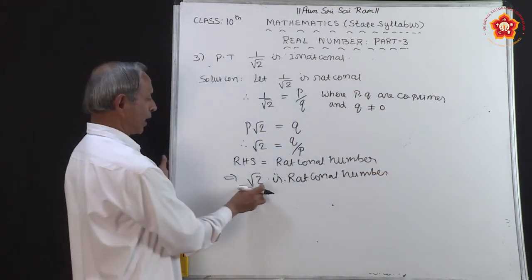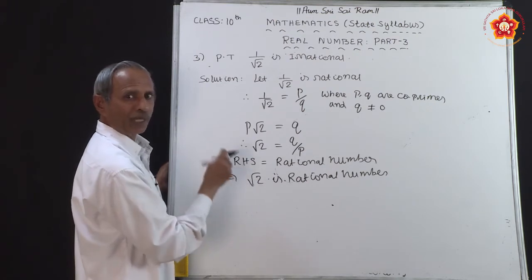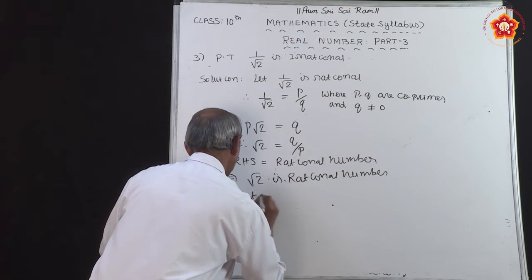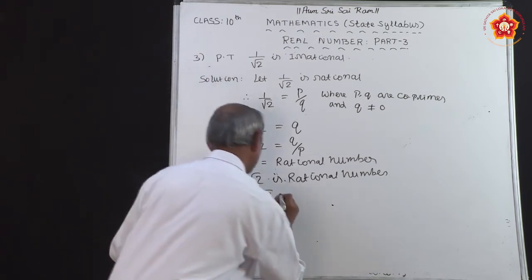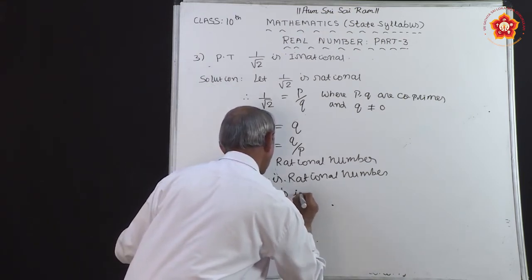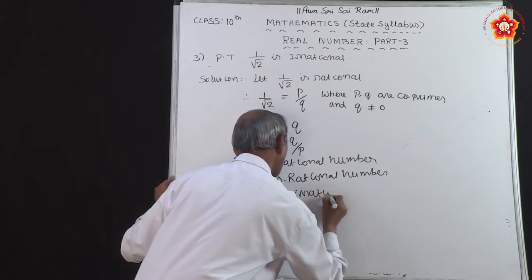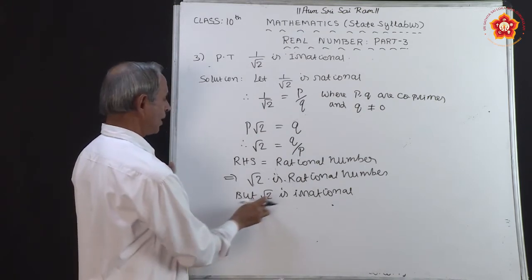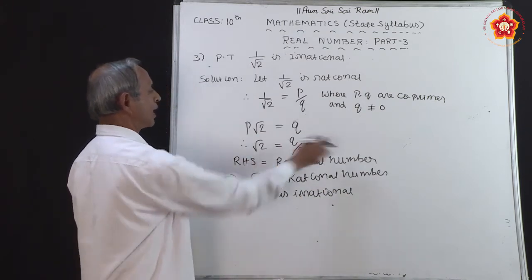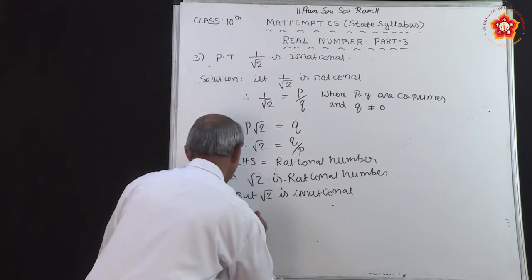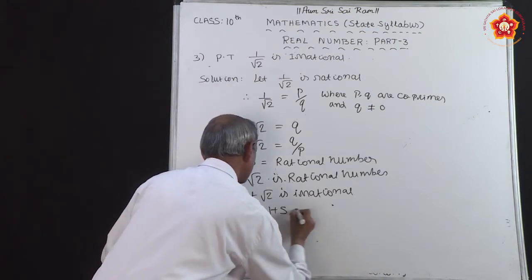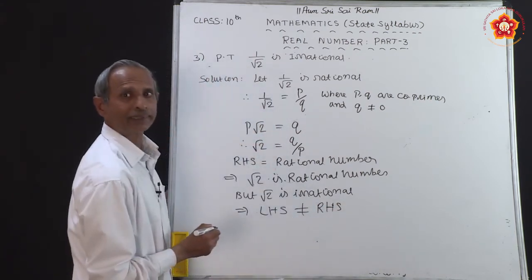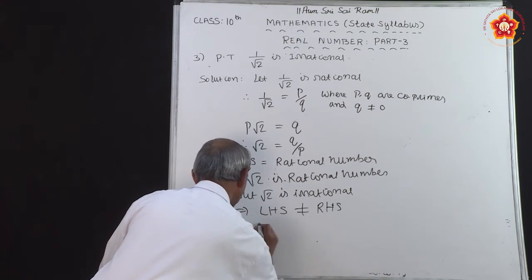But we already know from the theorem that root 2 is irrational, so it contradicts our assumption. Already we have proved in the theorem that root 2 is irrational. Therefore, LHS cannot be equal to RHS. Therefore, our assumption is wrong.